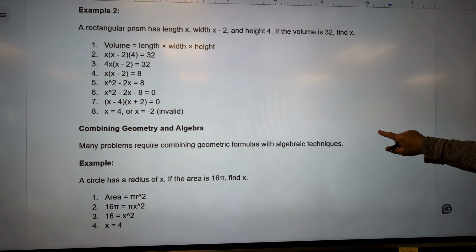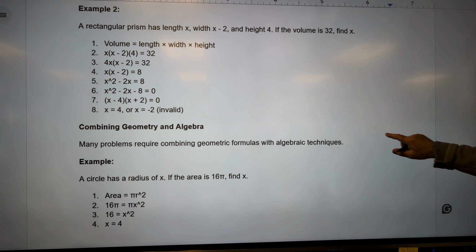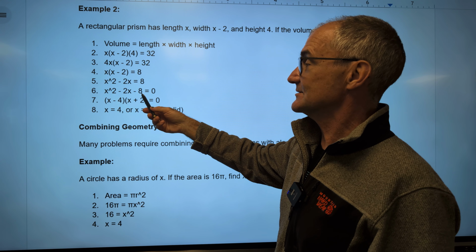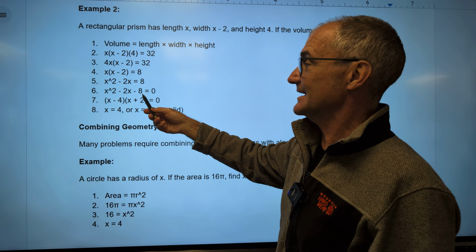Okay, here's another example right here. We're going to do x times x minus 2 times 4 to get a volume of 32. First, I distribute that 4 times the x to give me 4x equals 32. From there, I divide both sides by 4 to give me x times x minus 2 equals 32 divided by 4. I distribute that x through the quantity: x squared minus 2x equals 8. Recognize it as a quadratic, subtract 8 from both sides.